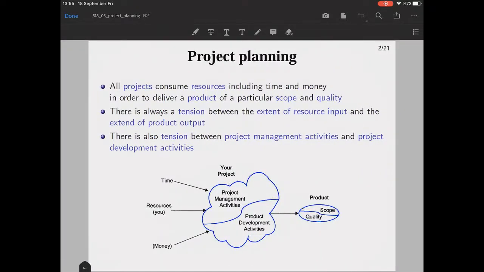All projects consume resources, including time and money, and of course, in order to deliver a product of particular scope and quality as well. These are always in a trade-off, like the iron triangle in total quality management. You cannot achieve all of them at the same time. There is tension between them, between the extent of resource input and the extent of product output.